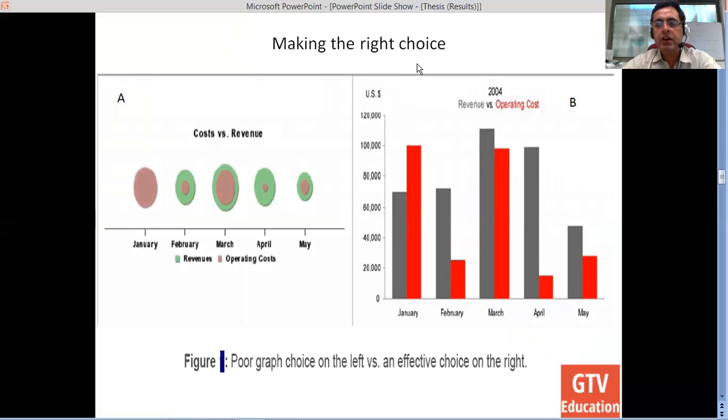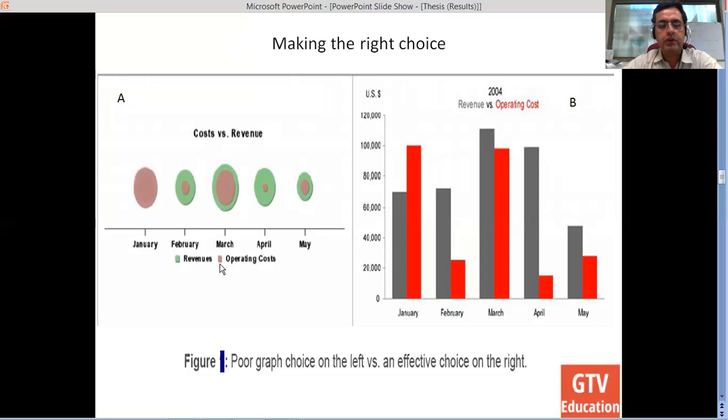Now you have to make the right choice for data. For instance, this is one type of data in two different graphs, costs versus revenue for the year 2004. A poor graph choice on the left versus an effective choice on the right can be seen here. If you are plotting cost versus revenue, comparing revenue and cost in different months of the year, in this graph it's not very understandable for the reader to see the comparison of the cost and the revenue.